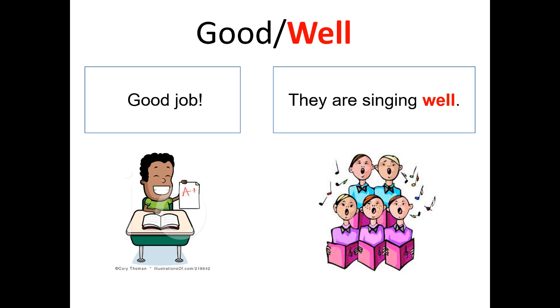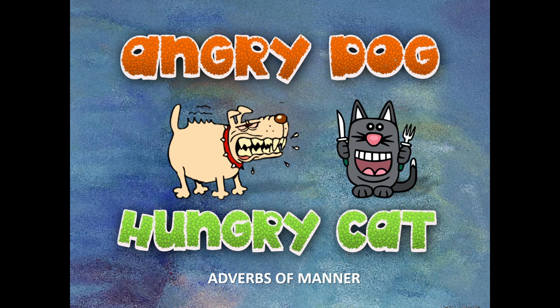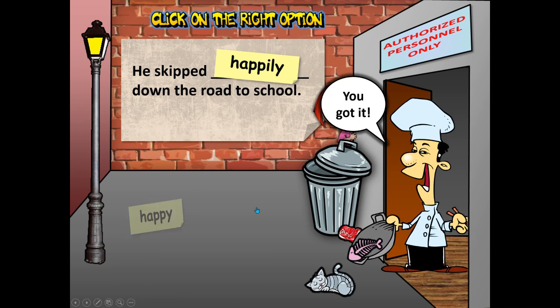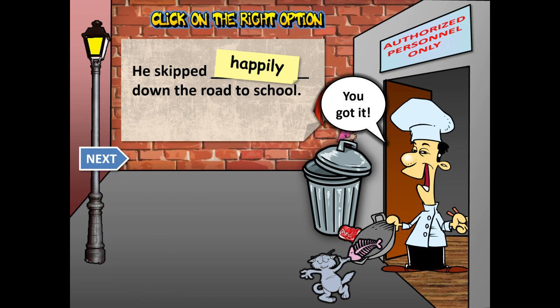Okay. Let's do a game to practice using adverbs. I will show you a sentence. Please think of the correct word to fill in the gap. Okay, let's take a look at our first sentence. He skipped down the road to school. Happy or happily? Okay, the answer is happily.